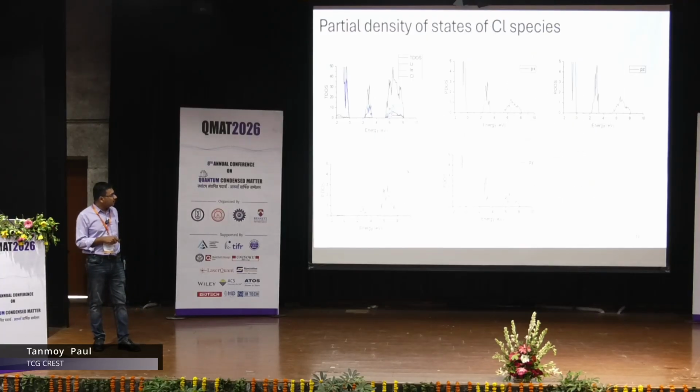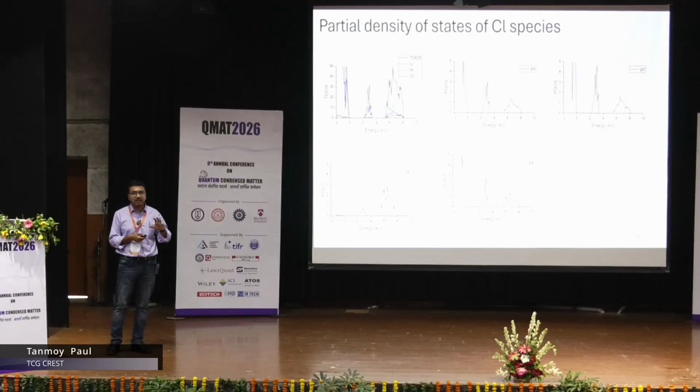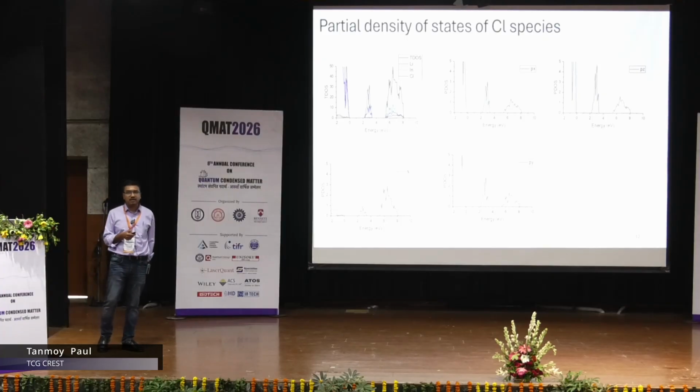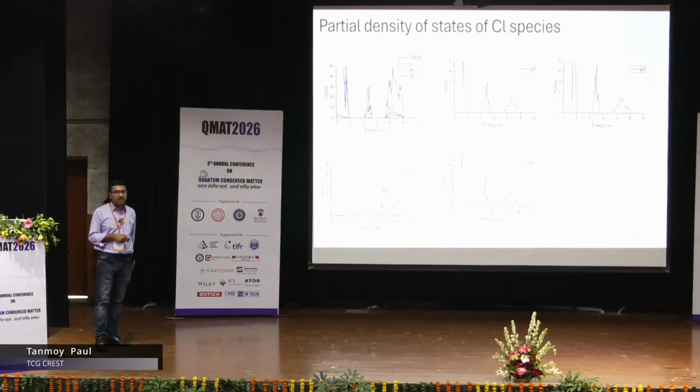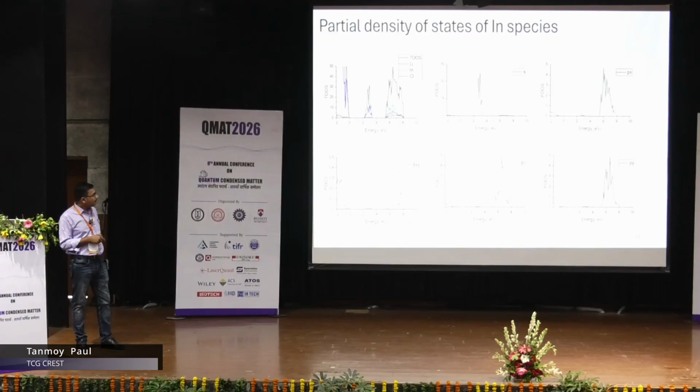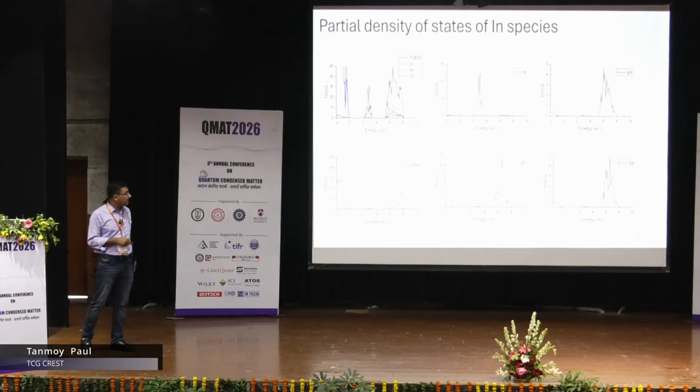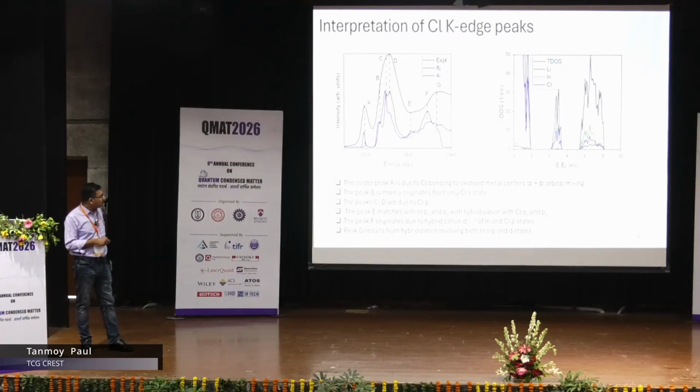Then we need to understand which part of the structure contributes to which spectrum. To understand that, we need to look at the density of states. So we calculate the partial density of states of all the lithium, indium and chlorine, and we mostly consider the unoccupied part of all the partial density of states. This is what we did, analyzing all these things minutely.